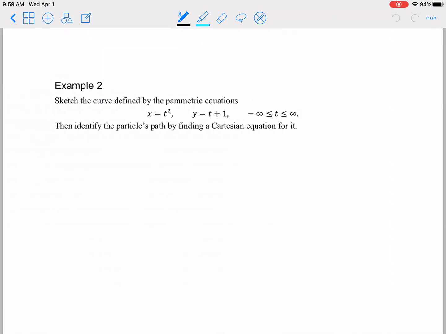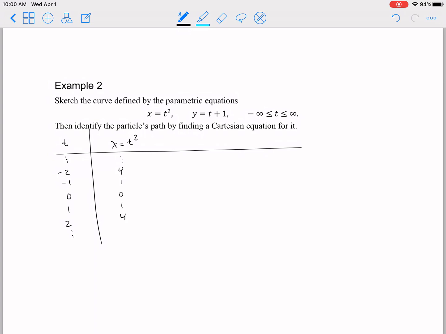Okay, let's take a look at another example. Here, sketch the curve defined by the parametric equations x equals t squared, y equals t plus 1. So let's go ahead and try this one. And what we have, again, is our t values. Notice t can go anywhere from -infinity to +infinity. So we can have all these values and go maybe -2, -1, 0, 1, 2. Let's take a look at those. And you can keep going, so hopefully you can get the shape. X is equal to t squared, so we're going to have 4, 1, 0, 1, 4, just like that.